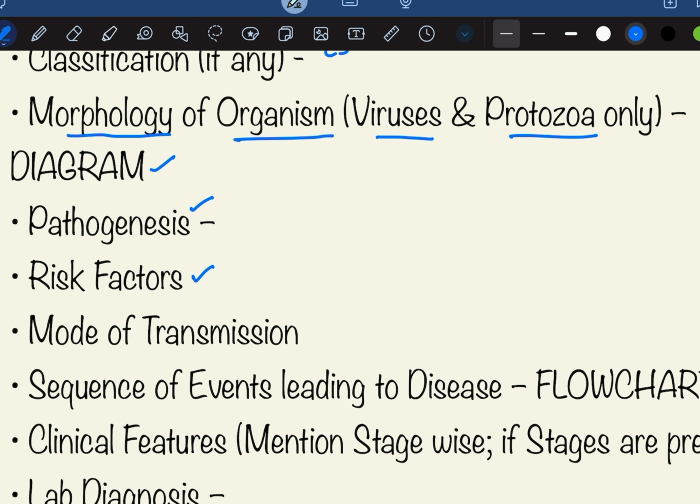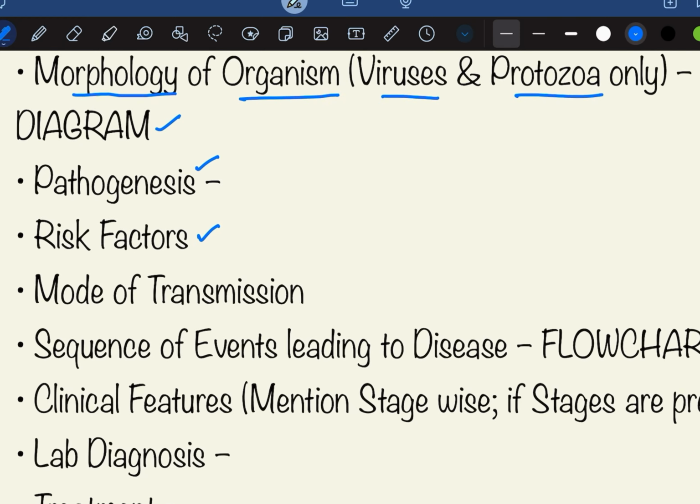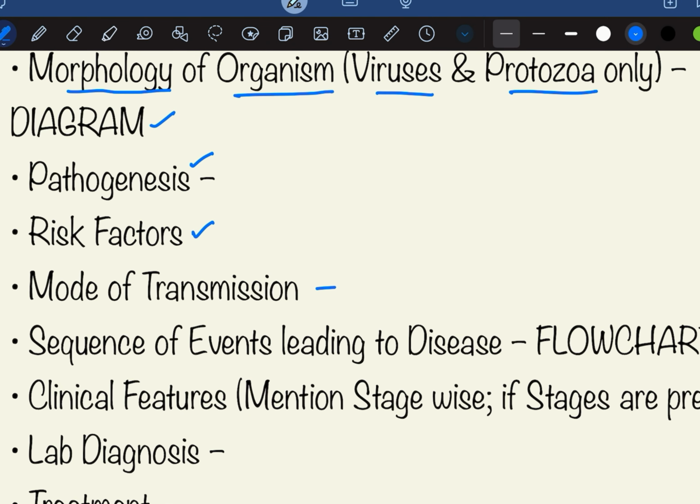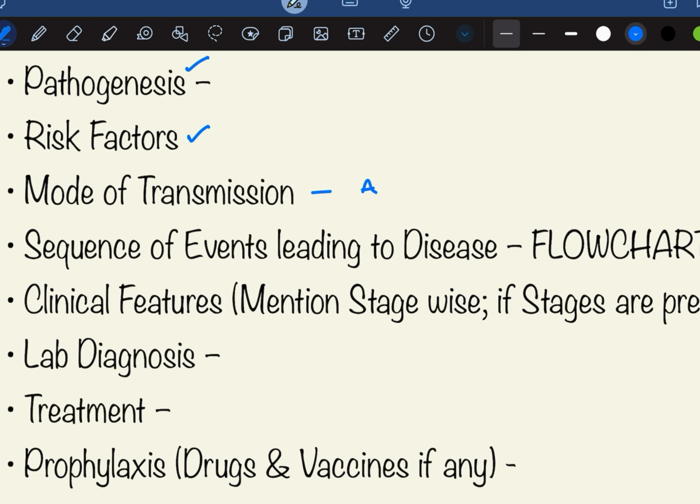You have to mention all these points. You already know these points, but you have to mention them in a format so that the examiner can understand your paper better. So, risk factors like children. What is the mode of transmission? The mode of transmission is through air. Next, what is the sequence of events leading to the disease? For example, rheumatic heart disease or myocardial infarction will have a sequence of events leading to the disease. Try to do it in a flowchart as much as possible.